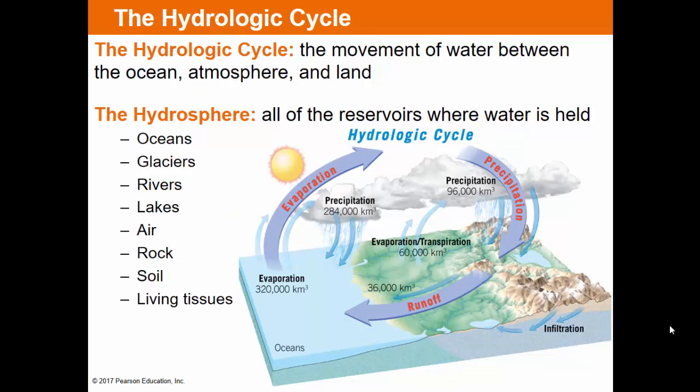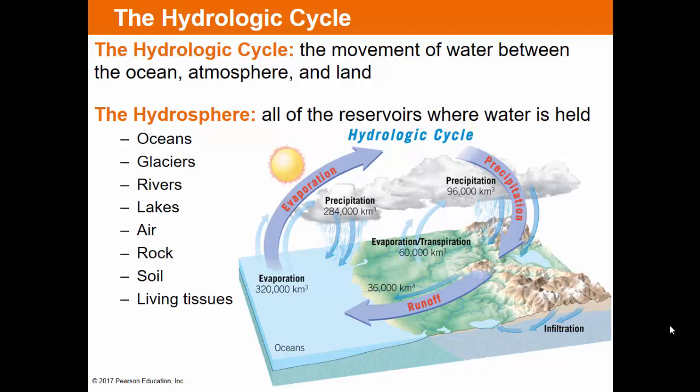If we are going to talk about landscapes fashioned by water, we have to start with the hydraulic cycle. This illustration, probably something you've seen since 5th or 6th grade. The hydraulic cycle, the movement of water between the ocean, the atmosphere, and the land. And we're talking, of course, about one of the spheres of the Earth system, the hydrosphere. And the hydrosphere represents all of the reservoirs where water is held. Oceans, glaciers, rivers, lakes, in the air, in rock, in soil, and in living tissues.